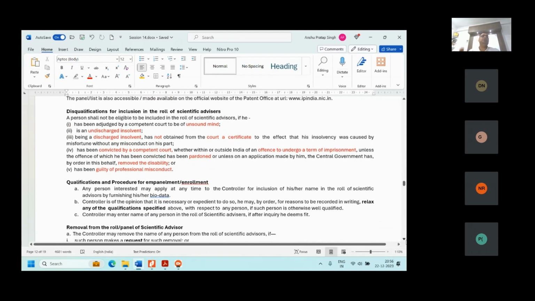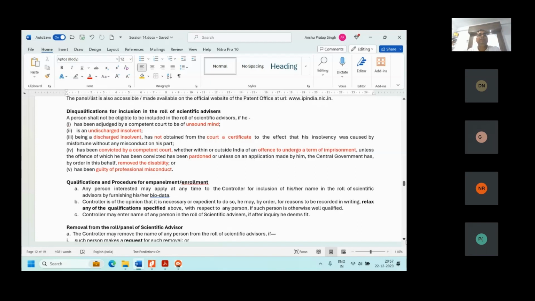Then comes disqualification. This same disqualification will fall for the patent agent also. So please remember, he is of unsound mind. Unsound means a competent court has decided that he is of unsound mind. He cannot make reasonable decisions. Then he cannot be included in the list of scientific advisors. If he is an undischarged insolvent, insolvent means he has no money and other things. So he is bankrupt. Simple. If he is an undischarged insolvent, it means his debts are more than his assets and his liabilities are not discharged properly, so he is not there.